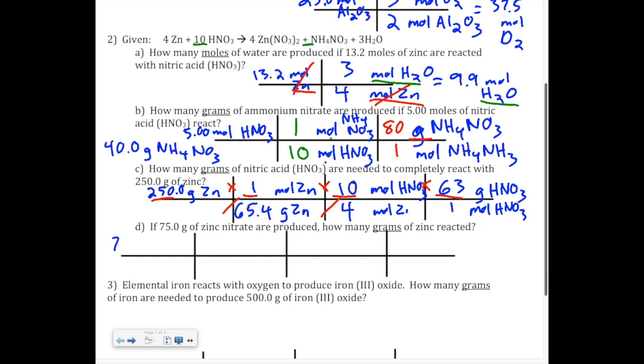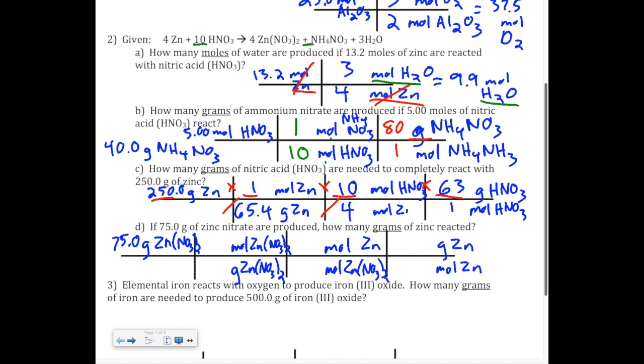75 grams of zinc, 0.0 grams of zinc nitrate. Wow. Zinc. Couldn't have made it easy, could you, Mr. Russell? And then grams of zinc nitrate to moles of zinc nitrate. And then it's asking for grams of zinc reacted. So I'm going to switch moles of zinc nitrate, NO3, to moles of my zinc. And then change moles of zinc to grams of zinc.